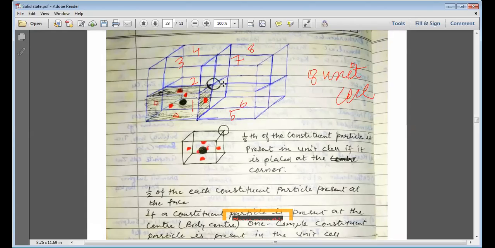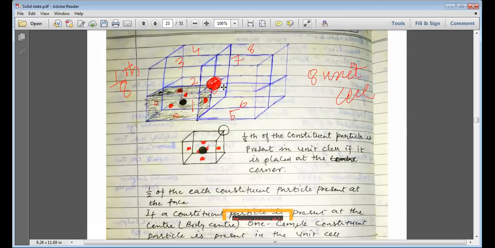and you can see that this particle which I have shown here is present in all 8 unit cells. That means if the particle is present at the corner, you will always have 1/8 part of it. If the particle is present at the corner, my dear students, you will have 1/8 part of that particle in the unit cell, the rest shared among all the other unit cells.